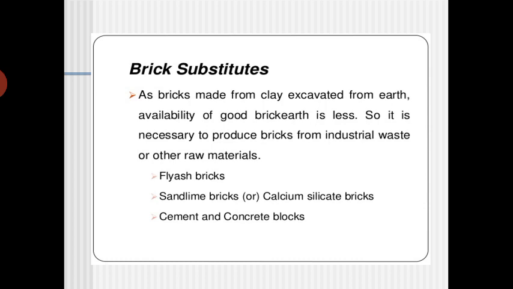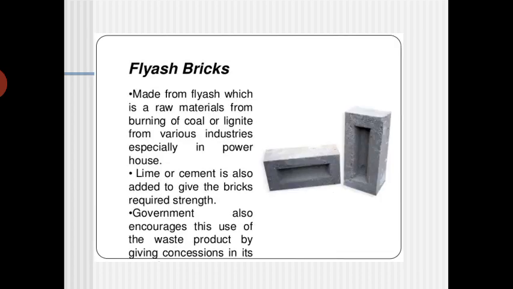Some of the industrial waste used as raw material includes, the first one, fly ash bricks, the second one, sand lime bricks or calcium silicate bricks, and the third one, cement and concrete blocks. The fly ash bricks, of course, we know the fly ash comes from thermal power plants, from the burning of coal or lignite for various industries like thermal power plants.